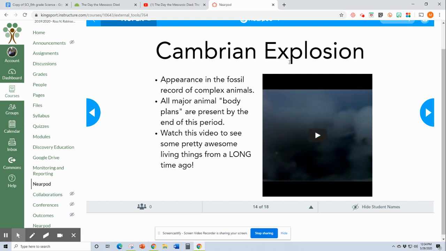And then we have the Cambrian explosion. And that's where we start to see in the fossil record all these really cool, complex animals. And we see major what we call body plans represented. We start to see body plans that are symmetrical, for example.